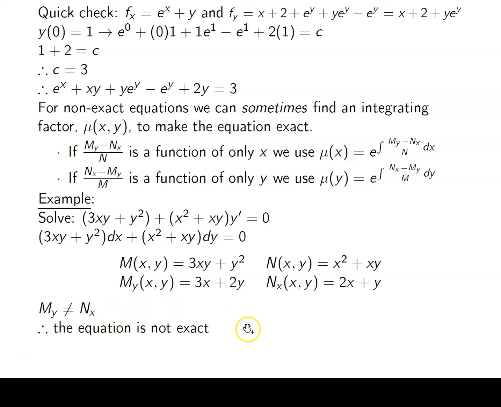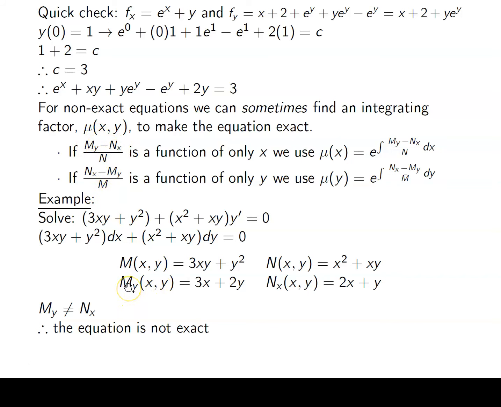So since it's not an exact equation, all hope is not lost. I want to see if I can use an integrating factor. So now the question is, well, which one do I use? Mu of x, or mu of y? Well, in order to figure that out, I need to look at these relationships.